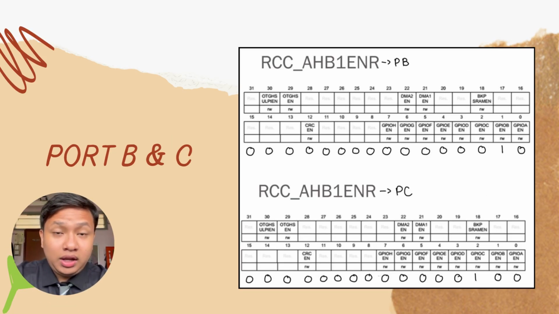Hi, right now we are at the step of declaring our port by using the RCC AHB1ENR configuration table. To declare which port we are using, we need to put the binary one to which port we are using. For our case, we are using port B and port C. So for the first table, we are going to input the binary 1 to port B. And for the second table, we are going to put binary 1 to port C.